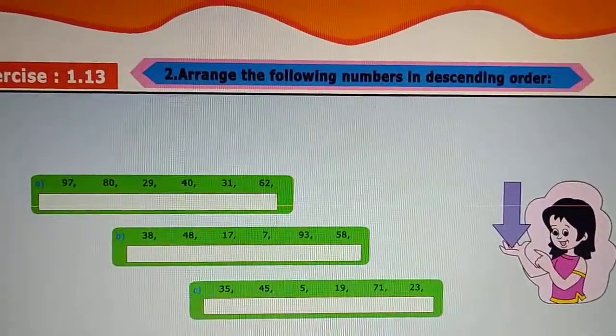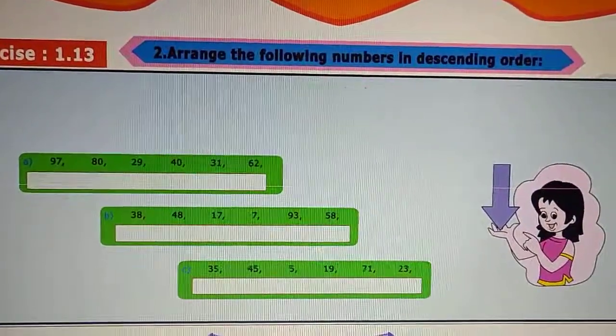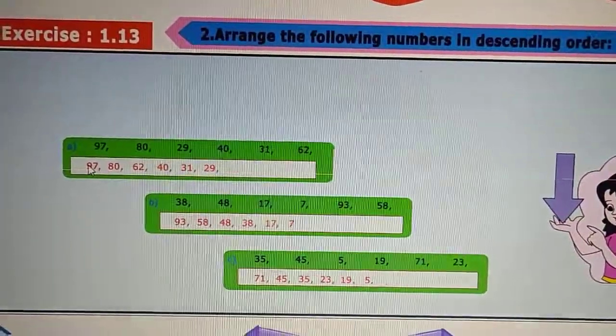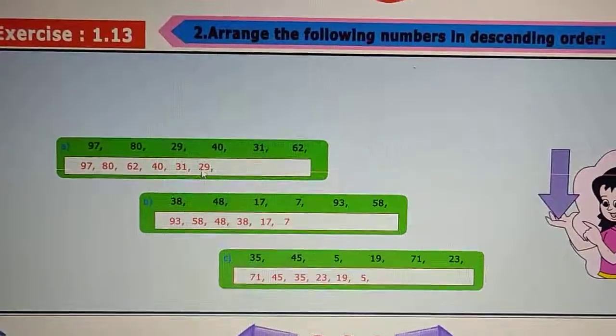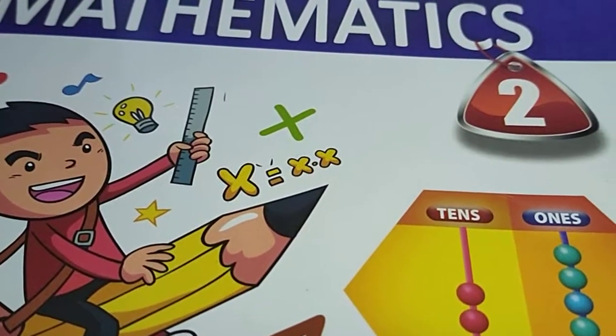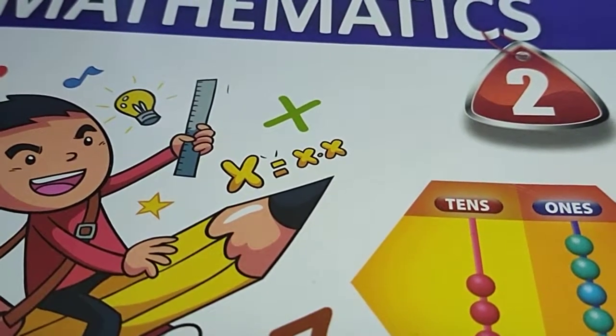Arrange the following numbers in descending order. See children, here I have arranged all these in descending order. Descending order means larger to the smaller. Children, this completes your first unit, number concepts.